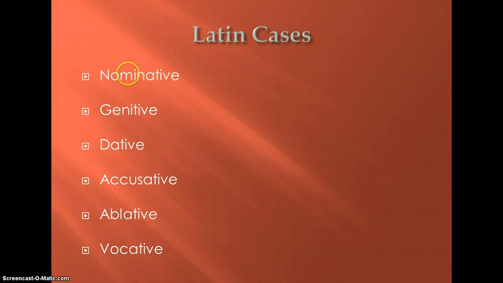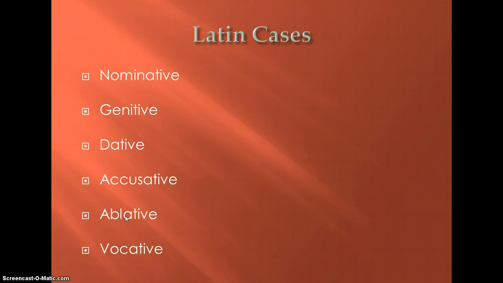So if you have a noun that is in the nominative, that is telling you that that noun is the subject of the sentence. So nominative is the subject. If you have a noun in the genitive, that is telling you that that noun is showing possession. Okay, this is our possessive case, genitive. Dative will tell you that that noun is the indirect object. Accusative tells you that it's the direct object.